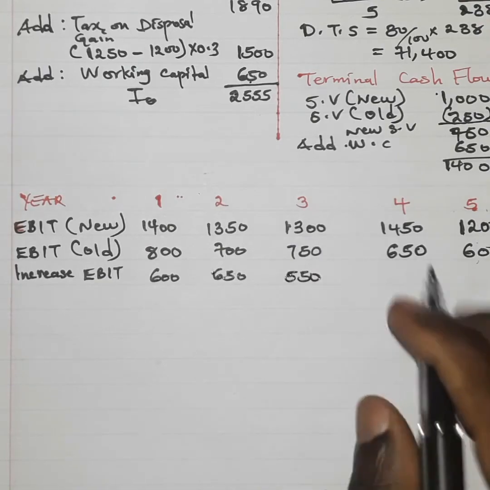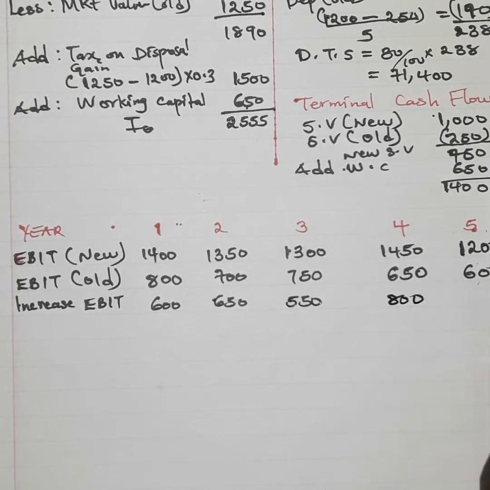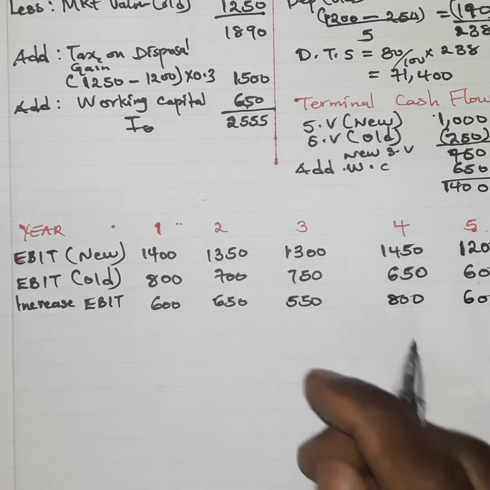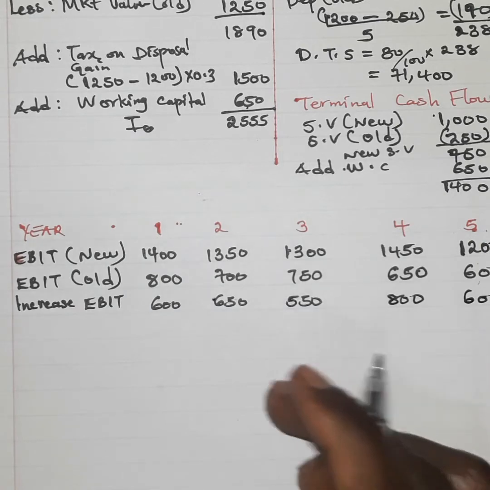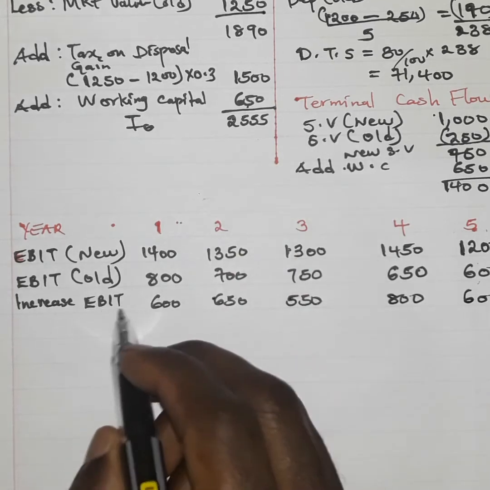Then the next one we have a value of 800. You can see it is 800,000. The last one is 600,000. That is the increase in profit before interest and tax. Then of course it is before interest and tax. Let us now, it is before depreciation and tax.